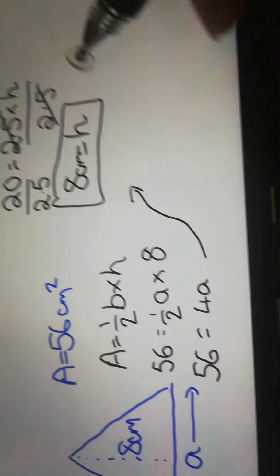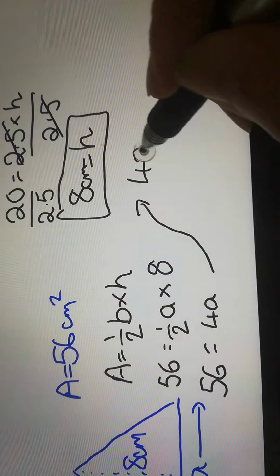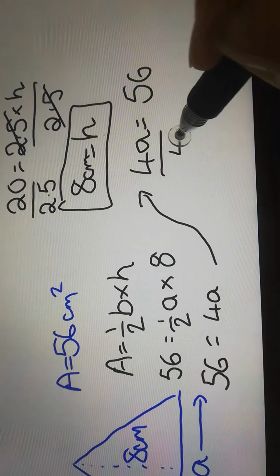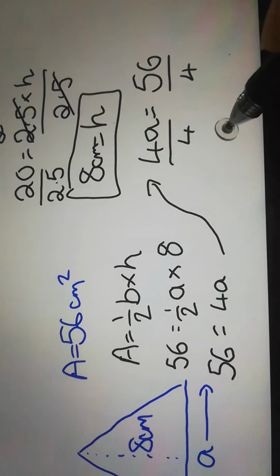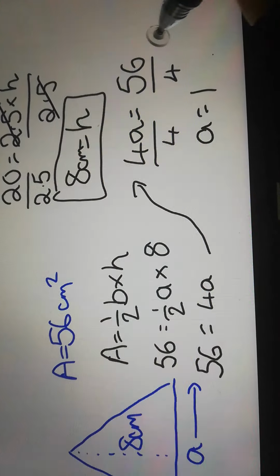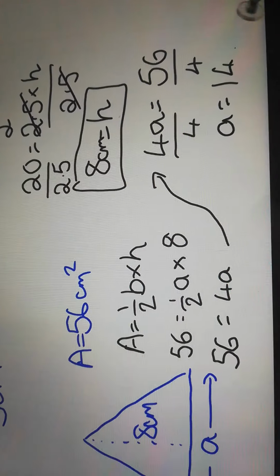Now we'll move up here just for space. So basically we've got 4a is 56. So we're going to divide both sides by 4, remember, to get what a is. And how many 4's go into 56? Well, we should get 14.